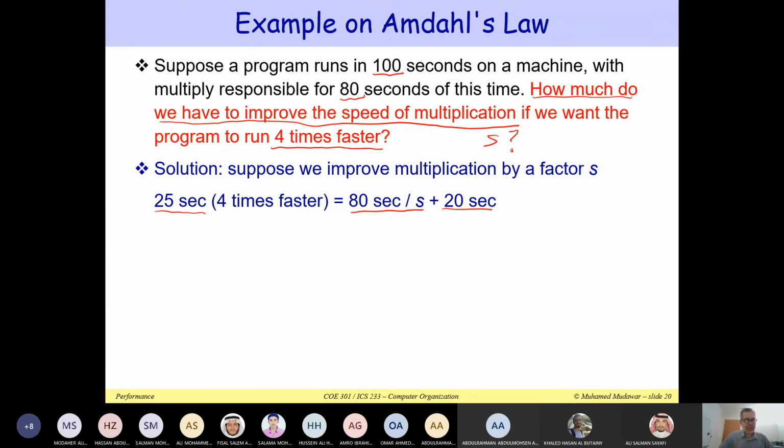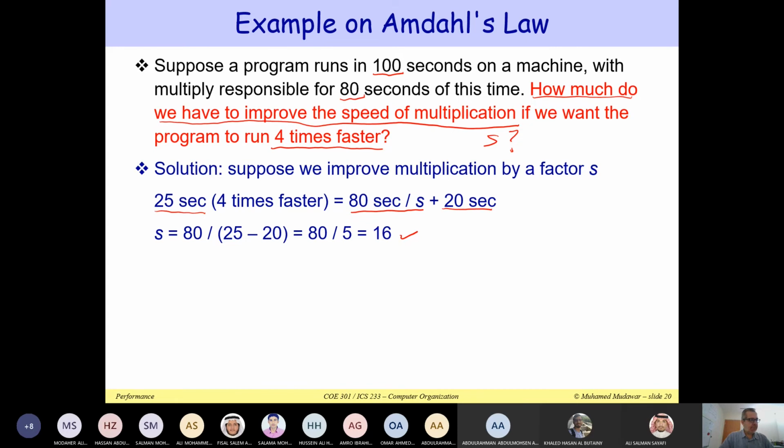So the question is, what is S? We have an equation here, right? The unknown is S. We can solve it. What we have to do is bring the 20 seconds to the other side. So we have 25 minus 20. This would be 5. And then in order to solve for S, we have to divide 80 by 5. This will give me 16. I have to make multiplication 16 times faster to achieve 4 times faster for the overall execution time of the program. You understand this? That's Amdahl's law.